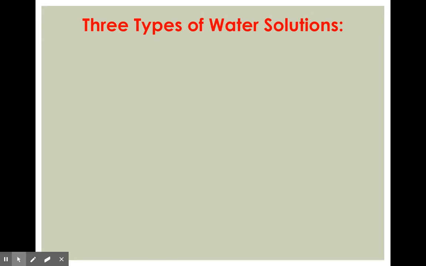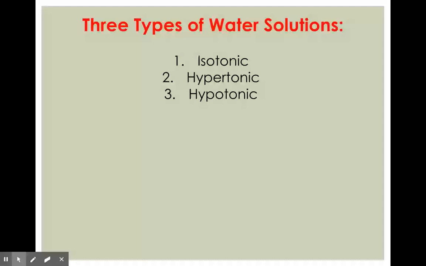In the water solution, we actually have 3 types of water solutions. So when we're speaking about osmosis, there are going to be 3 types of solutions that your cells could be in, or these hypothetical bags. The first is going to be an isotonic solution. The second is hypertonic, and the third is hypotonic. Okay, you need to know some things about each one of these, and each one of these are examples of osmosis.